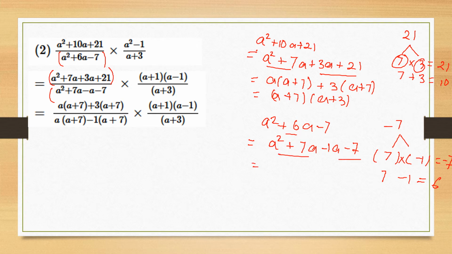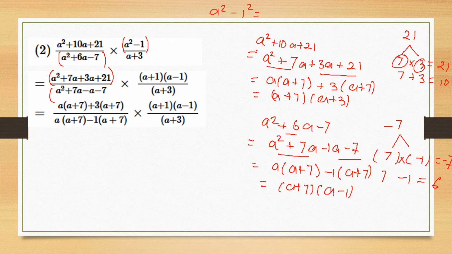Then we pair it. So the first pair a is common, so a plus 7. Second pair minus 1 will be common, we have a plus 7. So here we have a plus 7 into a minus 1. And now if you look at this expression, a square minus 1, so this we can write it as a square minus 1 square. And this is of the form a square minus b square, and we can just expand it as a minus 1, a plus 1. So that is how we get this. The denominator a plus 3 as it is.